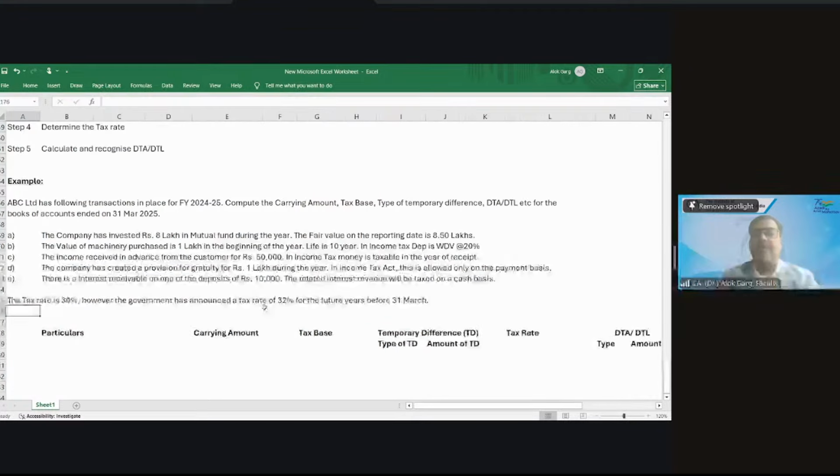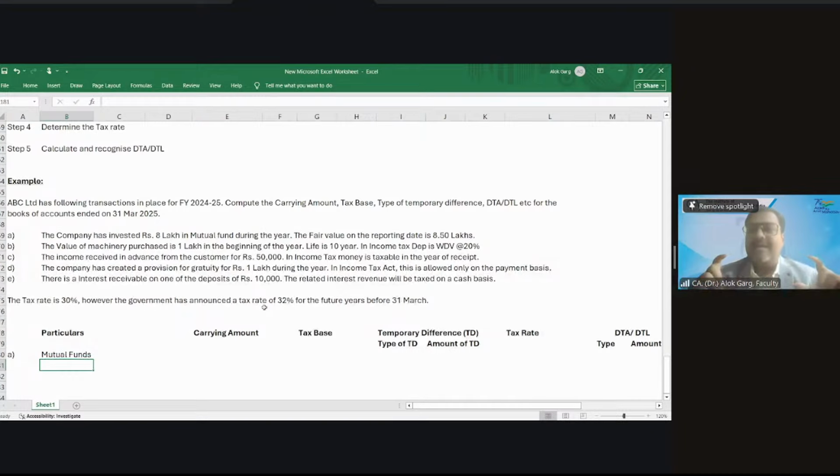Whether all these items have been covered or not covered, we need to determine. Now point number A. The company has invested 8 lakh rupees in mutual funds. So what is the cost of the mutual funds? 8 lakhs, right? So this cost in accounting books and even in the Income Tax Act will be 8 lakh rupees only.